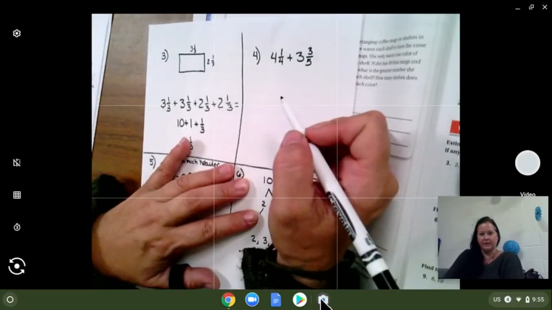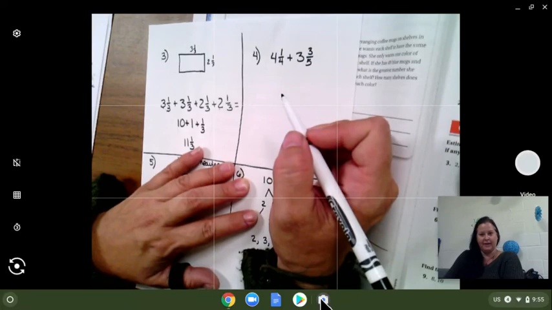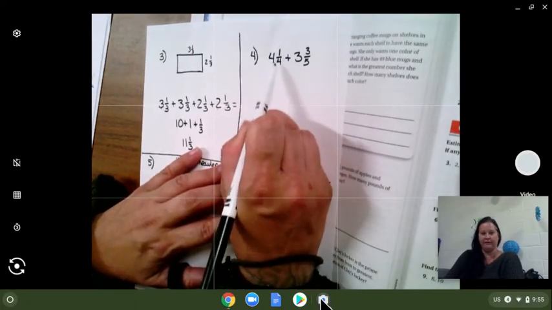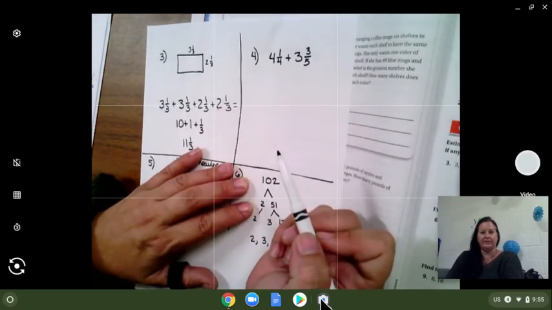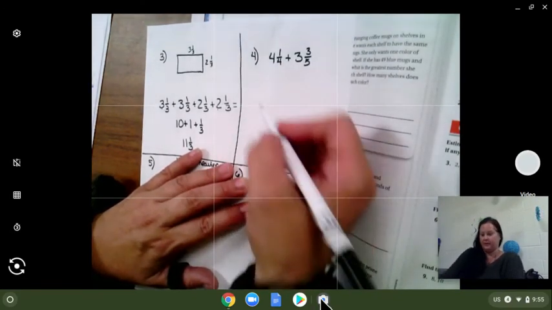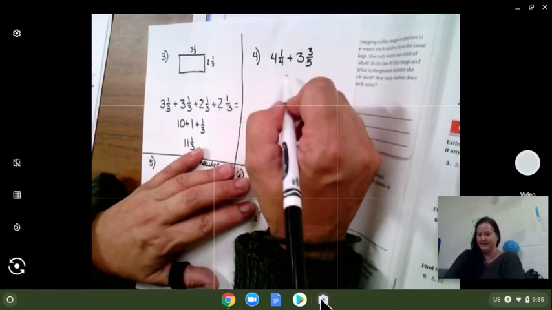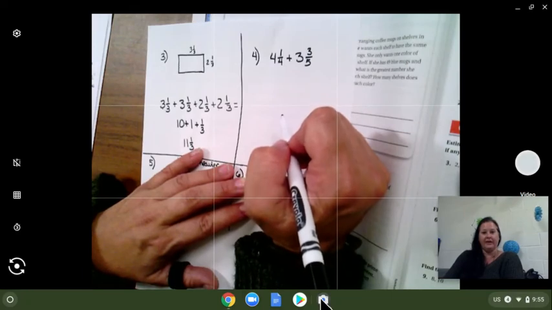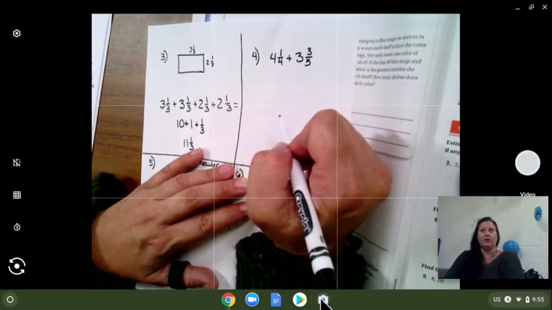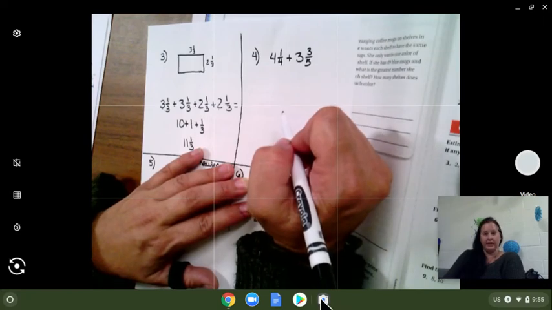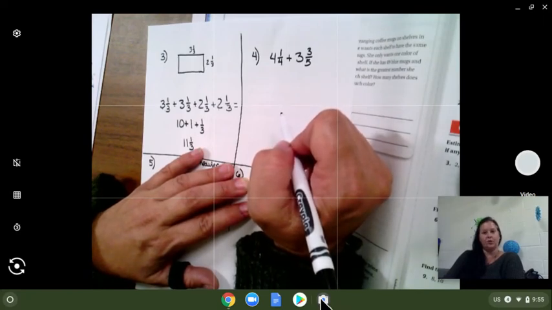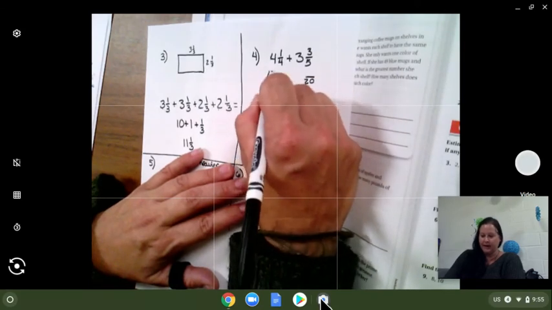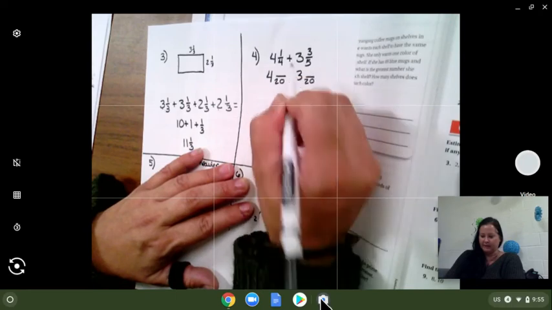Okay, the next one, we do not have a common denominator, and we are adding 2 mixed numbers. Remember, a mixed number has a whole number part and a fractional part. So therefore, we have to get a common denominator. And this is going to remind you how to do that in case you forgot. So I need to find the least common multiple between 4 and 5. If I count by 4s, 4, 8, 12, 16, 20, and I count by 5s, 5, 10, 20. 20 is my least common multiple. So that will also be my denominator in both of these fractions.